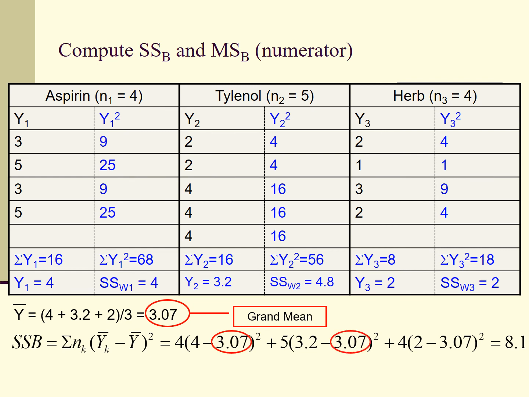So similarly, for the Tylenol group, we use the sample size 5 multiplied by 3.2, the sample mean for the Tylenol group, minus the grand mean, and we square it. Then for the herb group, the sample size is 4, the group mean is 2, the grand mean is 3.07. Then we square it and multiply by sample size. Overall, we will have 8.1. That is the sum of squares for between. And the mean squares for between equals this 8.1 divided by degrees of freedom for between, 2, which is 4.05.